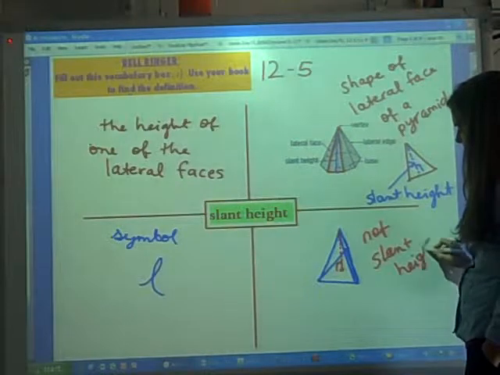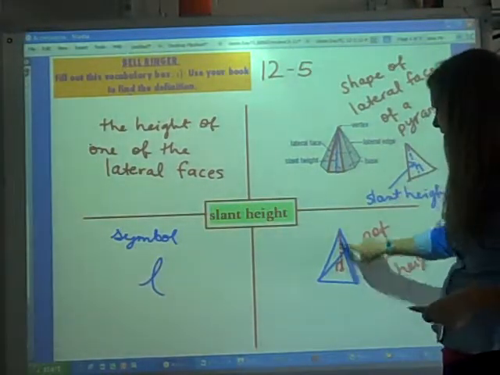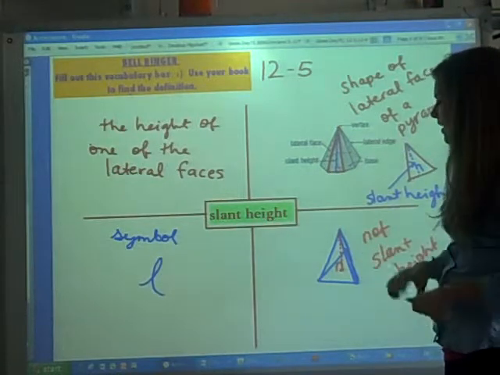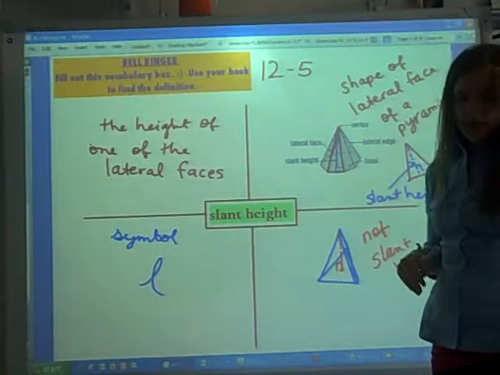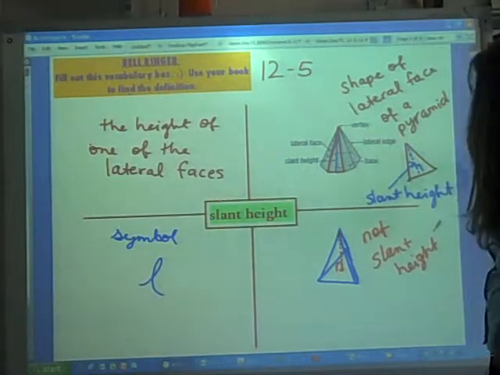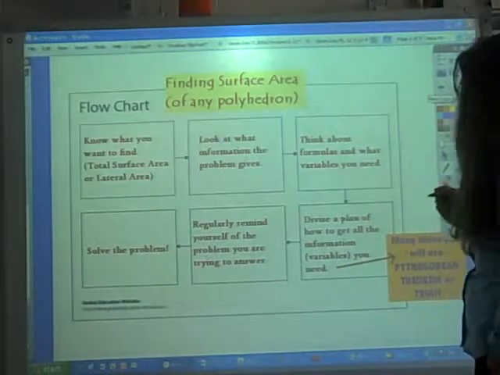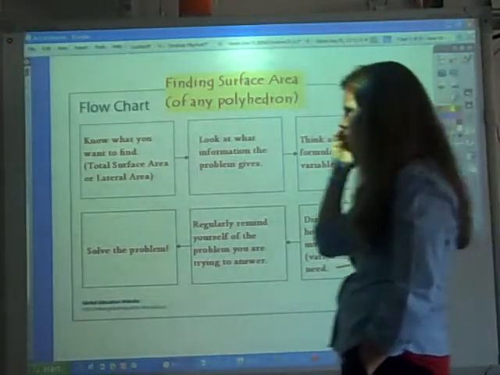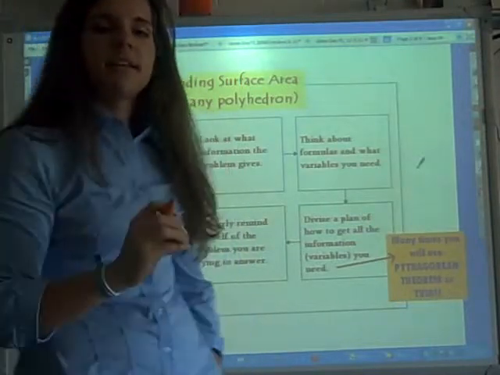Can you see the difference here? Slant height is actually going to be on the lateral face. This is not your slant height because it's kind of like floating in the middle of that pyramid. Okay. All right, so there's your vocabulary box for slant height. As we use it, you're going to see it more. You're going to learn what it is. Okay. Do not take the time to write all this stuff down unless you really want to.